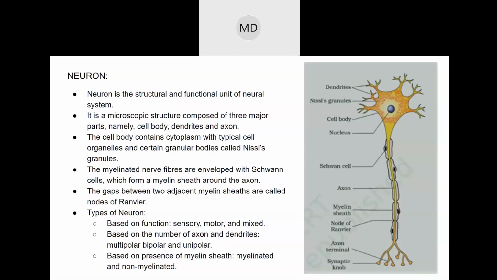So when it is asked to write the types of neurons, you have to write each one. But when it is asked for the types of neurons based on function, based on number of axons, or based on presence of myelin sheath, then you can write that particular one. Otherwise, if it is asked to write the types of neurons, you have to write everything.